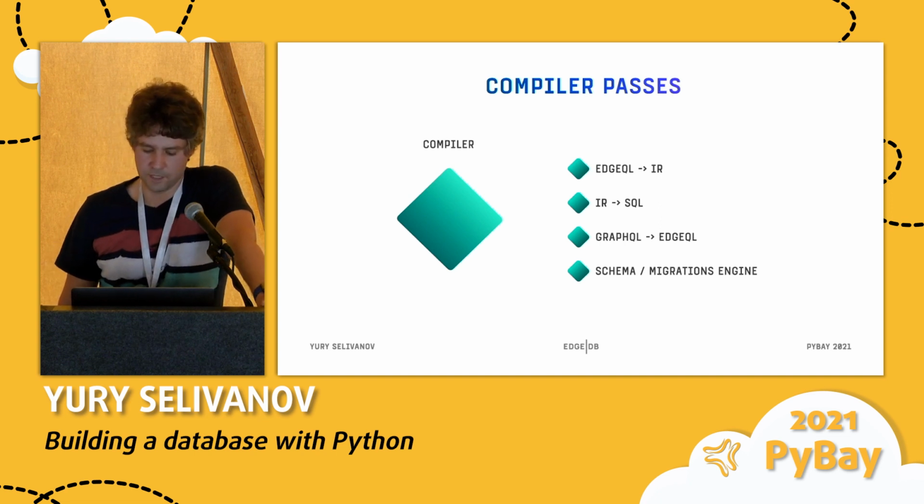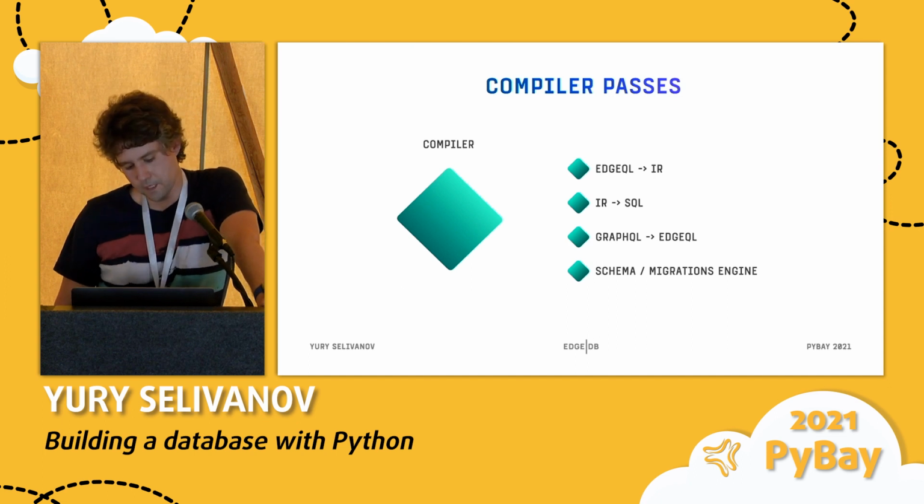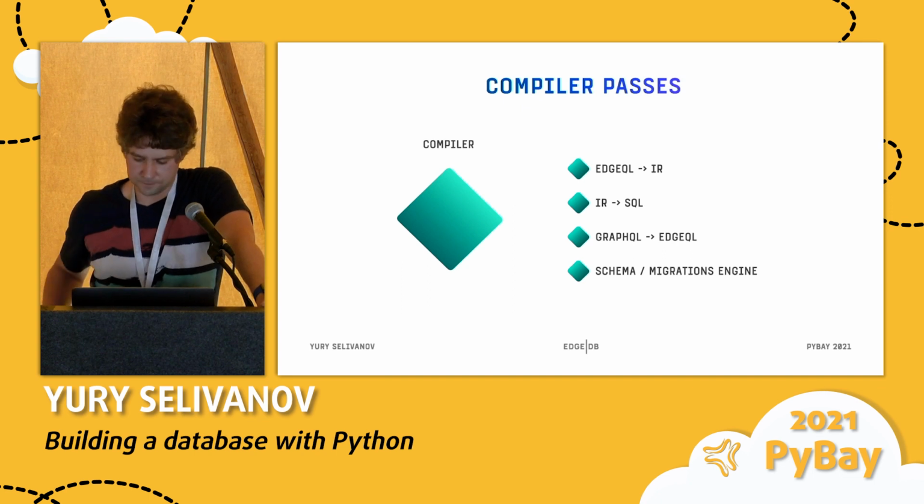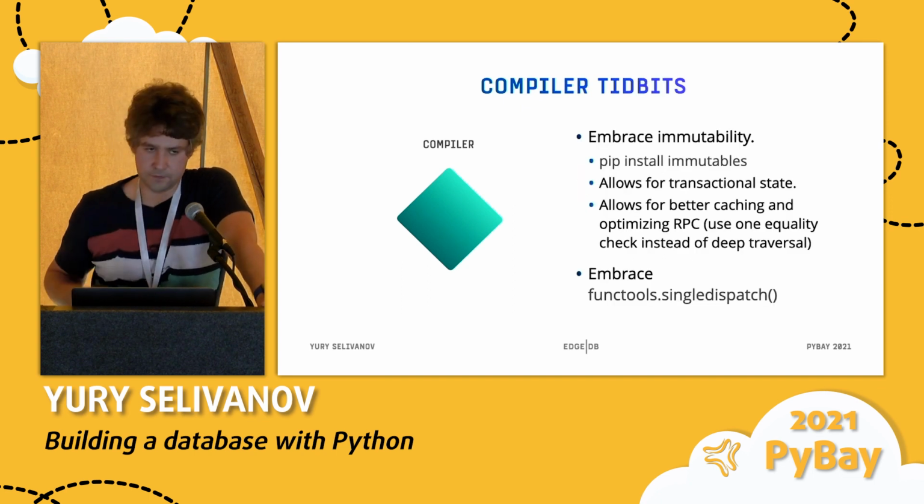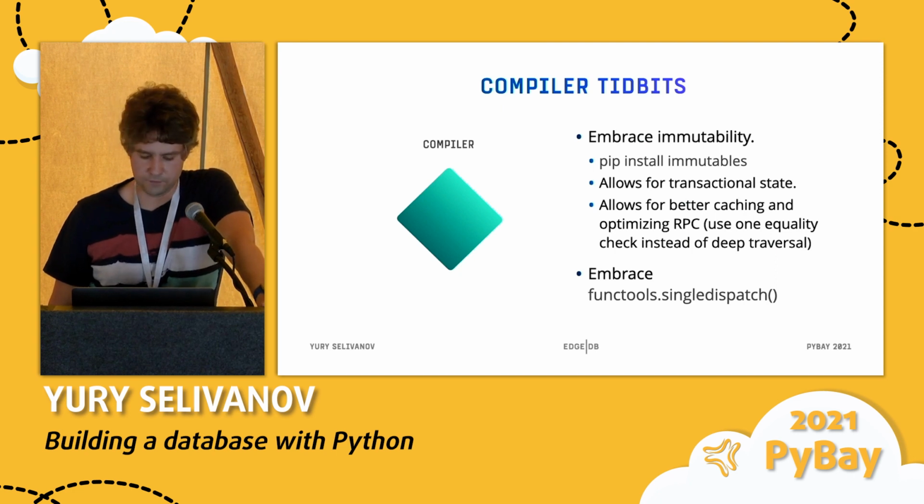We also have a compiler for GraphQL to HQL, and this is how we execute GraphQL. And there is also a huge machinery for validating your database schema, driving the migrations engine, and things like that. A couple of observations about our compiler infrastructure.